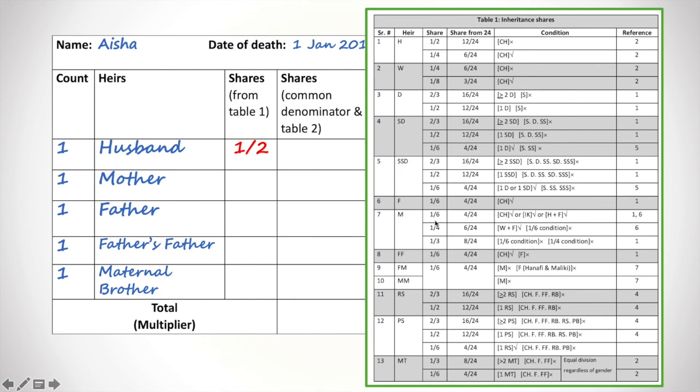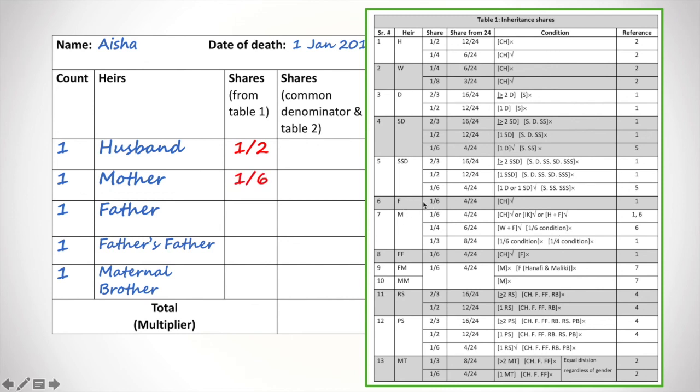There is mother. So mother will get 1/6 if there are children present, or if there are ikhwa present. And just to remind you again, ikhwa is if there are 2 or more siblings of any kind, any gender, any type. In this case, we only have one maternal brother, so it does not satisfy the definition of ikhwa. And the last condition for getting 1/6 would be if the dying woman has a husband and a father. If they both are present, then also mother gets 1/6, which is what we have in our case. So we give 1/6 to the mother.